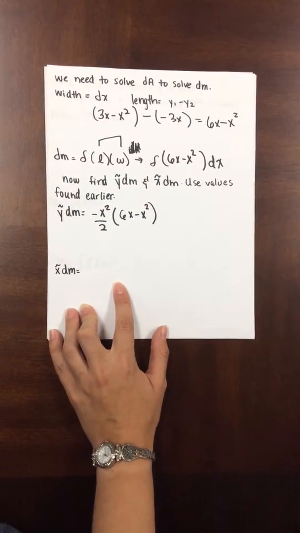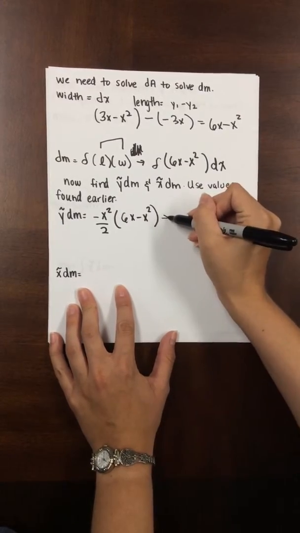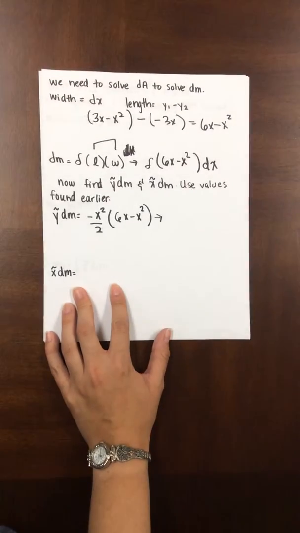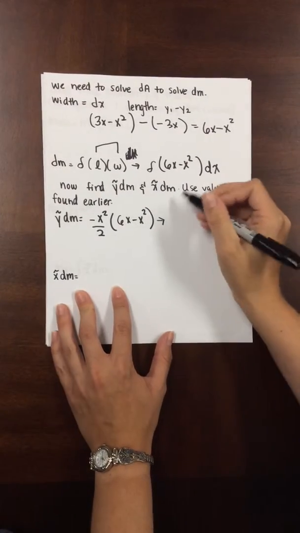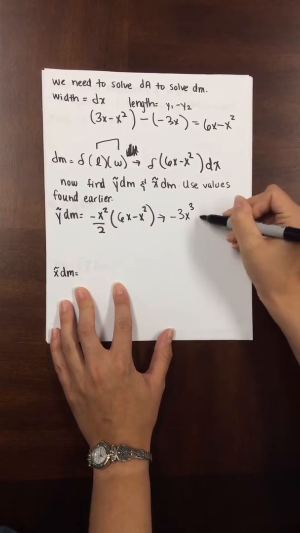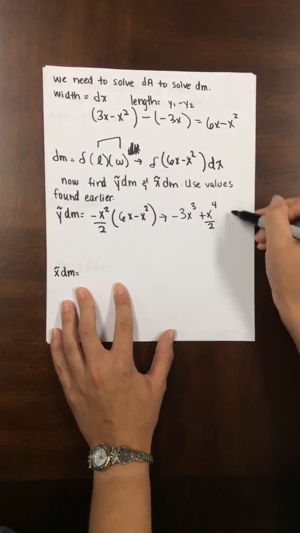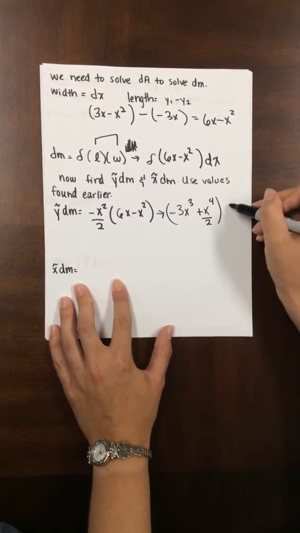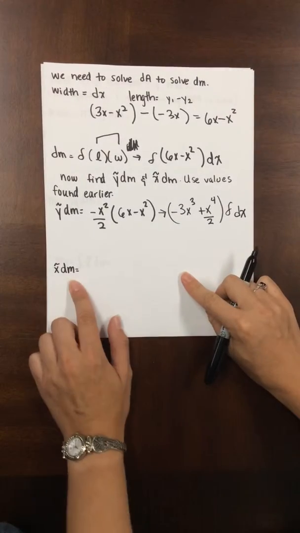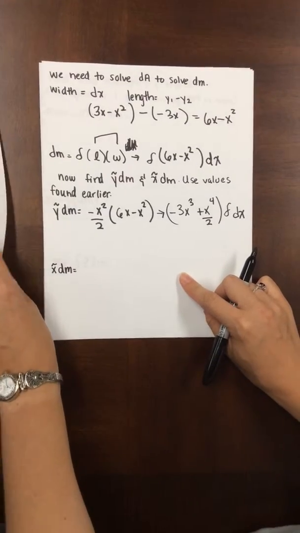And then when I solve that all the way through, these stay constant, the delta is constant, the dx is constant, so we just carry those through. So then when we solve this, we get minus 3x to the third plus x to the fourth all over 2 times delta times dx.